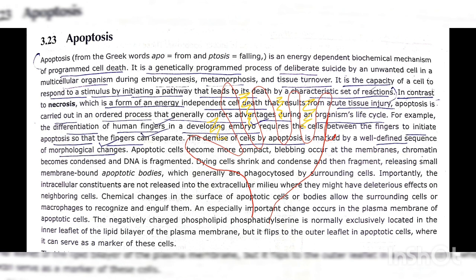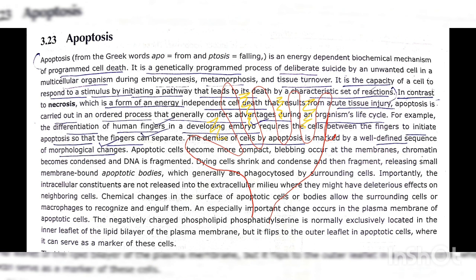The death of the cell by apoptosis is marked by a well-defined sequence of morphological changes. Apoptotic cells become more compact, blebbing occurs at the membrane, chromatin becomes condensed, DNA is fragmented, and these cells shrink, condense, then fragment, releasing apoptotic bodies, which are generally phagocytosed by surrounding cells.